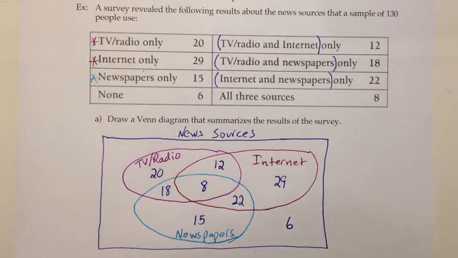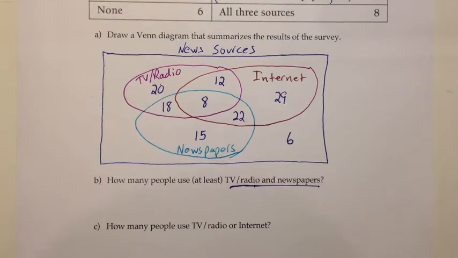So that's what it looks like to go through and label a Venn diagram when there are 3 different circles and therefore 8 different regions. Alright, now that we've created that Venn diagram, let's go ahead and move on to try and use it to answer some questions. So how many people use at least TV, radio, and newspapers?